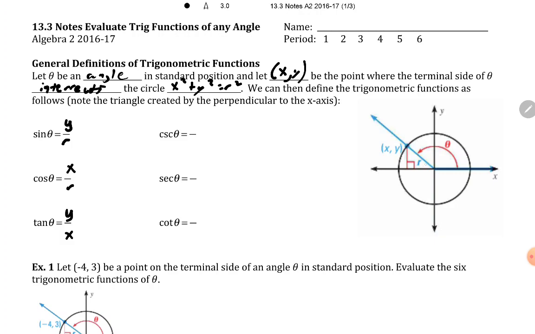Think of it this way. Here is our angle in here. The y coordinate is our opposite side, our x coordinate is our adjacent side, and we have our hypotenuse. So sine being opposite over hypotenuse, that's y over r. Cosine being adjacent over hypotenuse, x over r. And tangent being opposite over adjacent, y over x. Cosecant is just sine flipped. Secant is cosine flipped. And cotangent is the reciprocal of tangent.